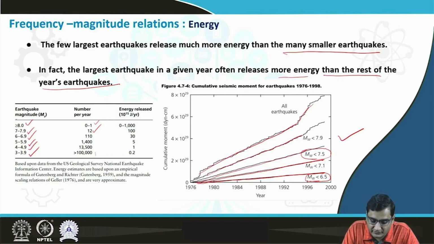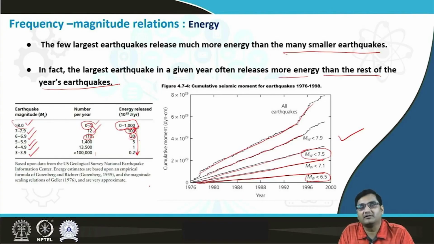So a magnitude more than 8 earthquake, that is only around 0 to 1, is releasing around 1000 into 10 to the power 15 joule per year, and the rest of the earthquakes are not even close to that. You can see these 12 earthquakes together are releasing 100 into 10 to the power 15, and the 110 earthquakes between 6 to 6.9 are releasing 30. Even if you sum them up together, that will not be comparable to a more than 8 magnitude earthquake. So you can see the larger earthquakes are releasing much more energy than the many smaller earthquakes here.